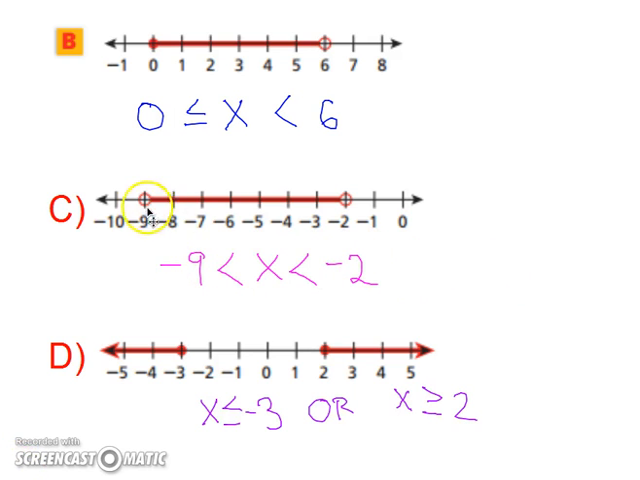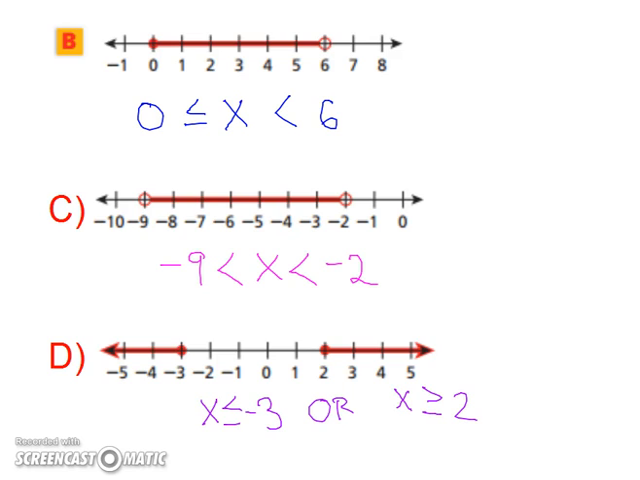So for C, we have an AND statement, so x is going to be in the middle. They're open circles, so you know they're not going to have an or equal to in there. So we've got ourselves -9 and -2, and we're going in between them. So -9 is less than x, which is less than -2. In D, we have no overlapping section, so we know it's an OR statement. And we have x is less than or equal to -3, or x is greater than or equal to 2.